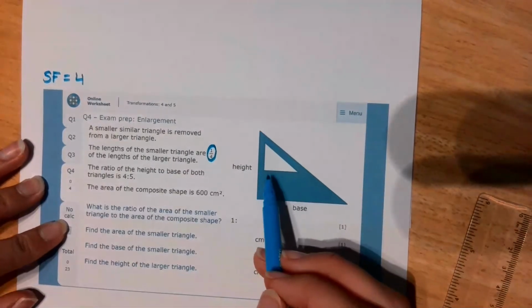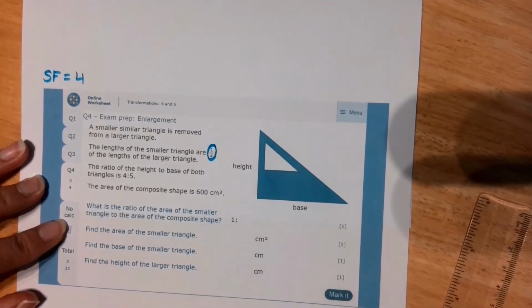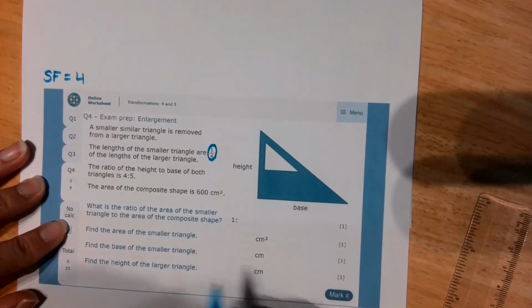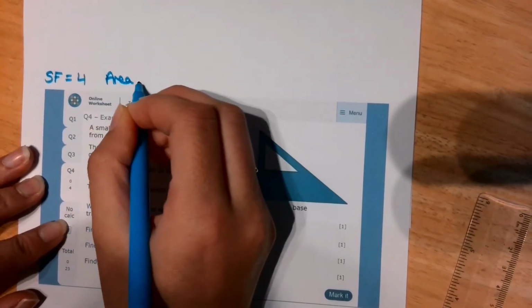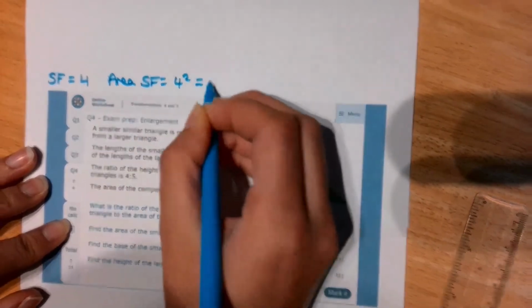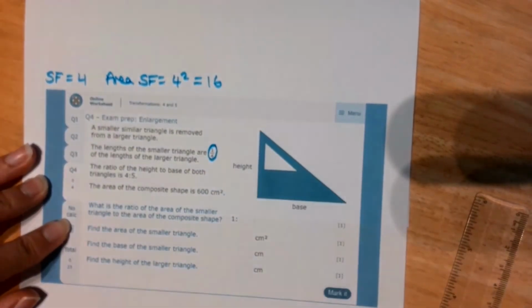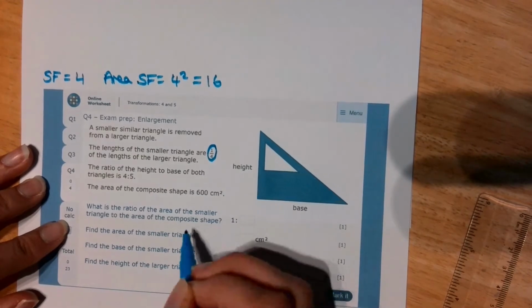Now, when I enlarged my small triangle, I made it 4 times taller and 4 times wider, which means that I actually enlarged the area by 4 squared. 4 squared is 16, which means the large triangle is 16 times bigger in area than the small triangle. But we're talking about the composite shape.